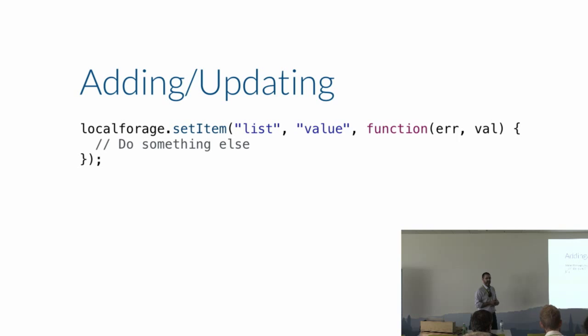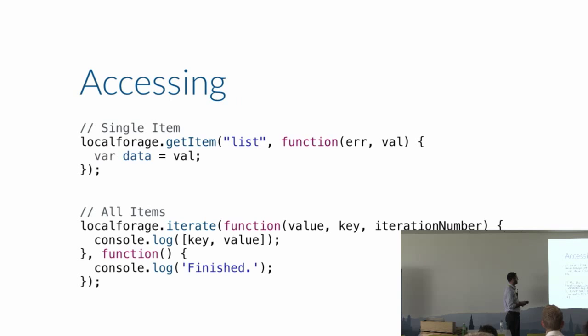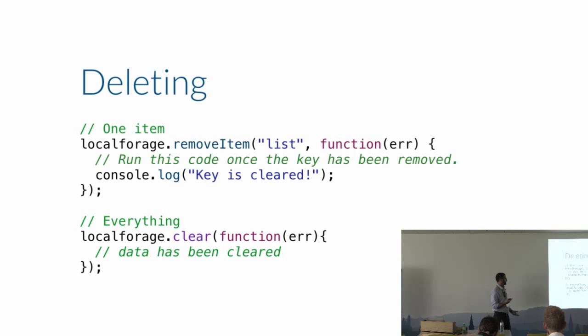So like I mentioned, adding items is very similar to the syntax of web storage. You can see you do a localforge.setItem, which is very similar. You're just using callbacks in this case, or anonymous functions. Get item, you can also iterate over the data that's in the storage. Deleting and clear, very similar. Just remove item and clear.